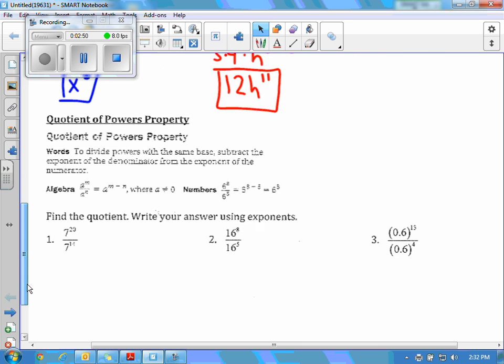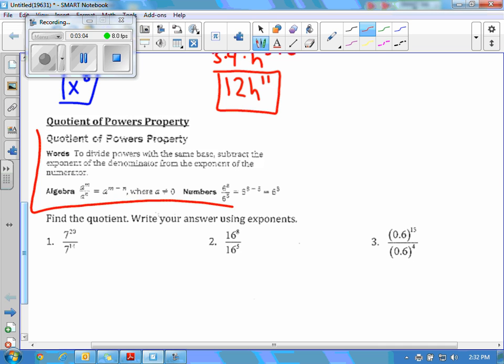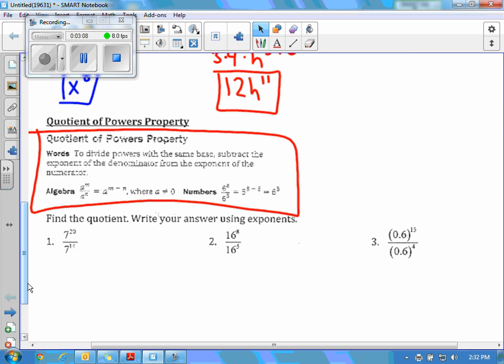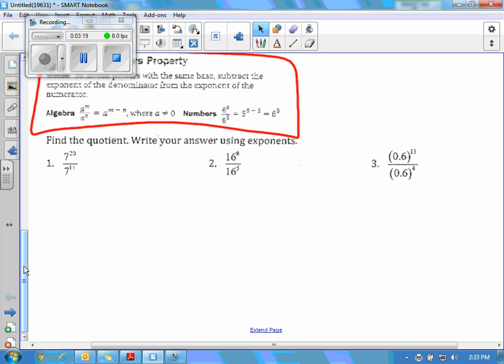Looking at the bottom of this page, we did the product of powers property, which again is multiplication. Now we're doing the quotient of powers property. Again, this is really hard to read on the video, but on your notes it should be a lot easier. This is just pulled straight out of your book. When we multiplied, we added the exponents. So when we're dividing, we're going to subtract the exponents. Again, they have to have a common base though.